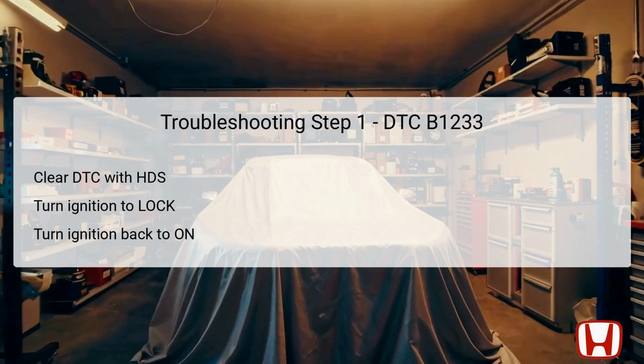The first troubleshooting step for addressing DTC B1233 involves utilizing the Honda Diagnostic System, HDS, to clear any stored DTCs. The HDS is a specialized diagnostic tool that helps technicians assess the vehicle's electronic systems. After clearing the DTC, it is important to turn the ignition switch to the lock position, signifying that the electrical systems are completely powered down.